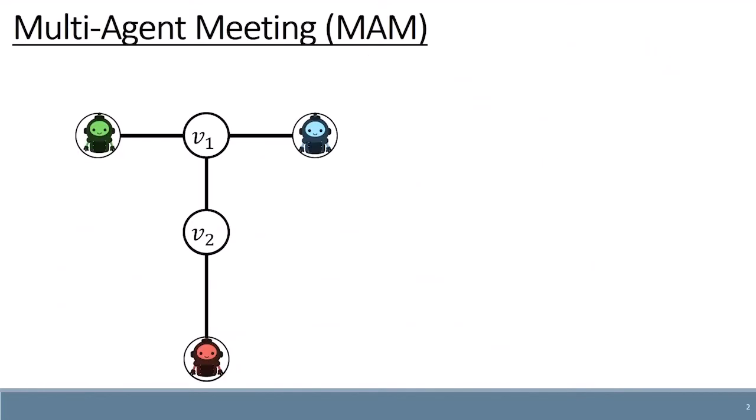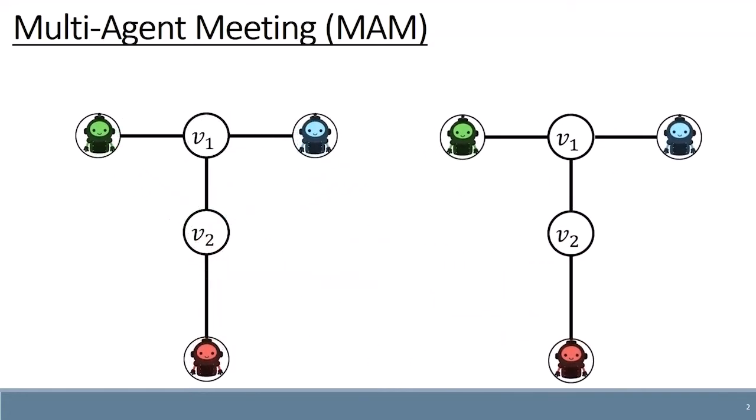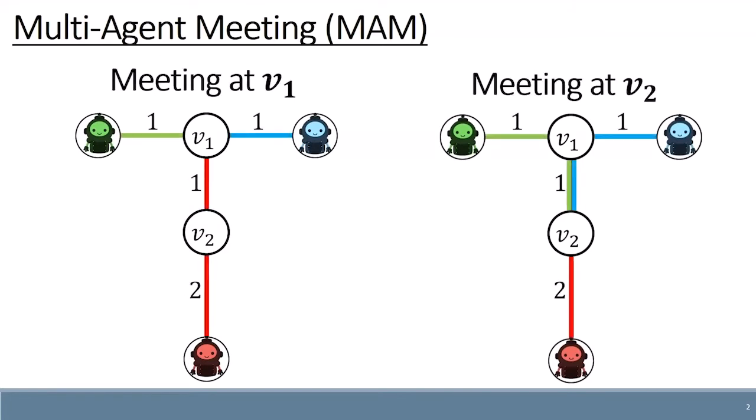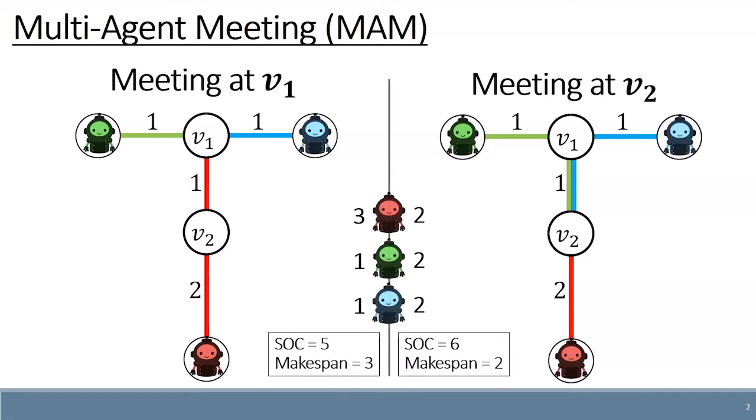In the multi-agent meeting problem, we have a map and K agents, each with a start location. The task is to find a meeting location for the agents. On the left side, the agents meet at location V1, and on the right side, the agents meet at location V2. In this research, we consider two cost functions to evaluate the quality of a meeting location with respect to the shortest path from each of the start locations to that meeting location. Sum of costs, which is the sum of the cost of the paths to the meeting location. And makespan, which is the cost of the longest path to the meeting location. In this example, we can see that V1 has lower sum of costs, while V2 has lower makespan.